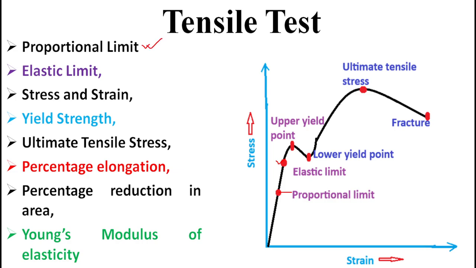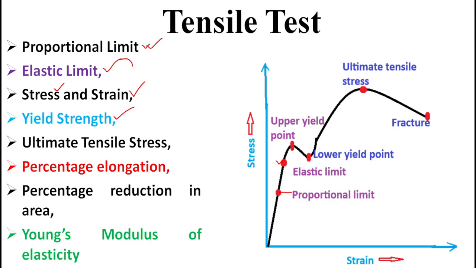For the elastic limit, when we give a load, strain occurs. If we release the load, the material comes back to its original position, as long as it is within the elastic limit. Next, stress and strain: stress is load by area, and strain is change in length by original length.